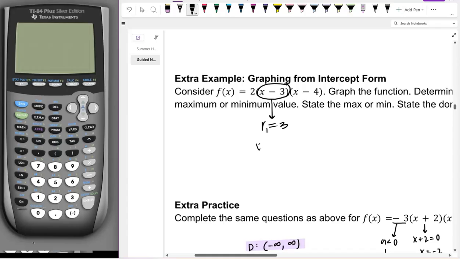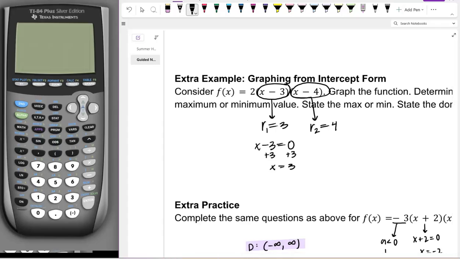That should make sense to you because hopefully you remember that when you solve x minus 3 equals 0, you would add 3 on both sides, giving you x equals positive 3, which is why it's not negative 3, it's positive 3. Looking at the other factor, x minus 4, I know that my second root, r2, is going to be positive 4, similar to the last problem. As I showed you, you would have added 4 on both sides and gotten an x value of positive 4. So my x-intercepts are 3 and 4.